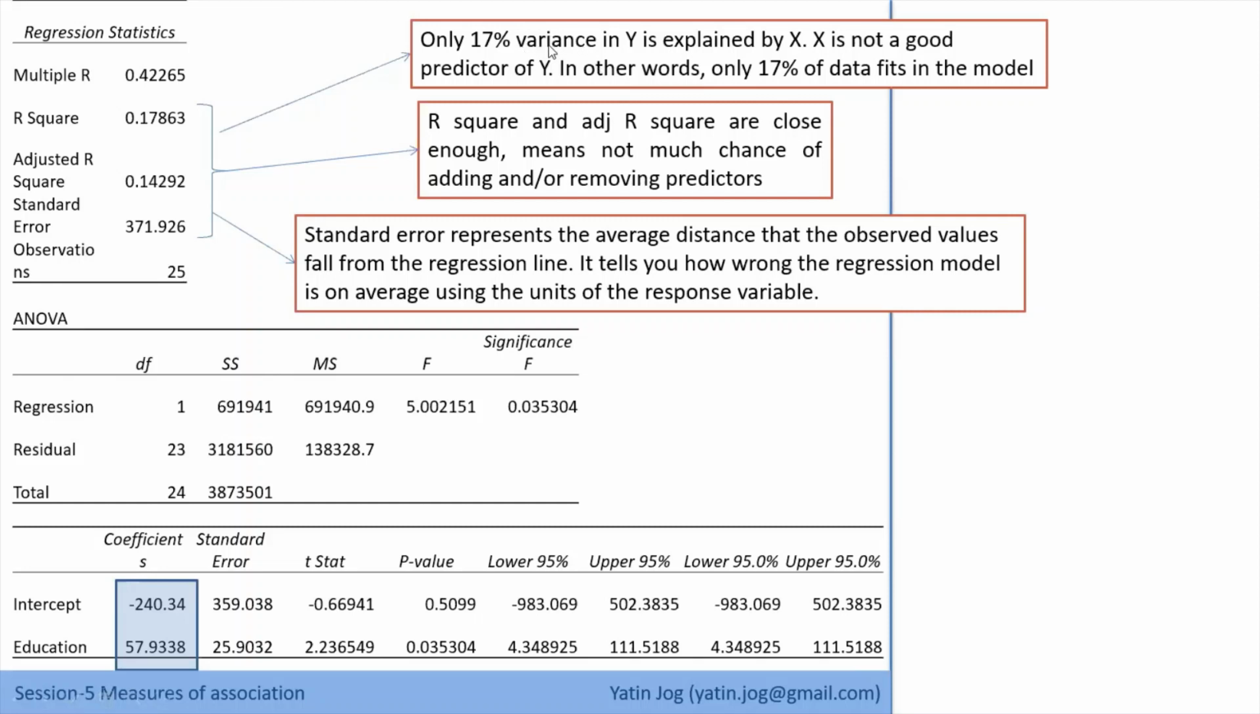R square tells you how many data points are getting included into your model. What is the strength of your model? What is the goodness of your model? Adjusted R square tells you how good your predictors are. Do you want to add or remove some predictors? And standard error tells you the accuracy of the model. The larger the standard error value, the less accurate your model is, or you should not include those values which are beyond standard error.